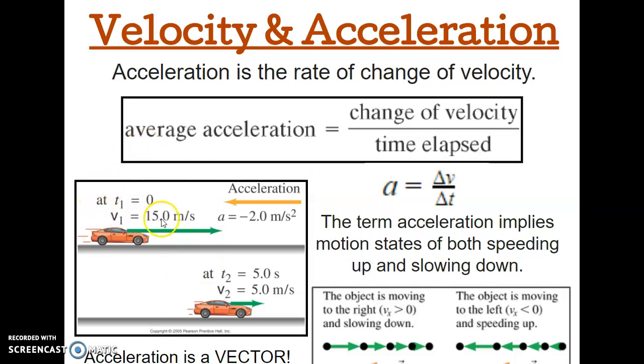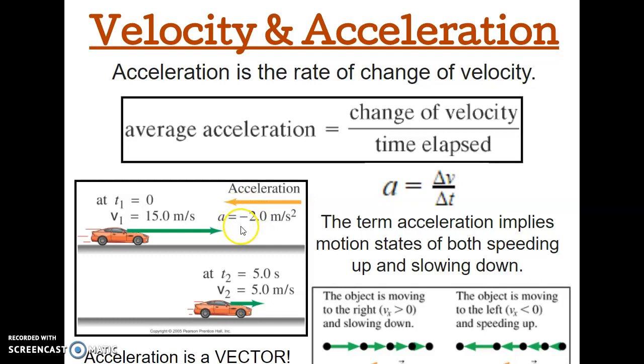So in this example, it's showing us this car, which at t1 equals 0, the initial time, is going at 15 meters per second. And then 5 seconds later, at t2, it's going at a velocity of 5 meters per second. So the acceleration, we look at our formula over here, is the change in velocity, which went from 15 to 5. So that change was 5 minus 15, which is minus 10, divided by the change in time, from 0 to 5 seconds. So we got minus 10 divided by 5 seconds, which is minus 2 meters per second squared.